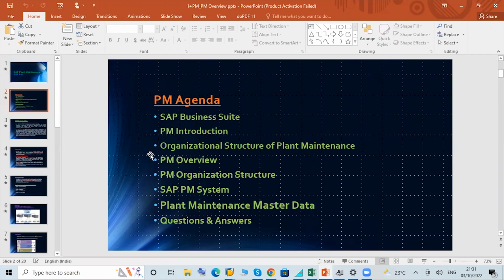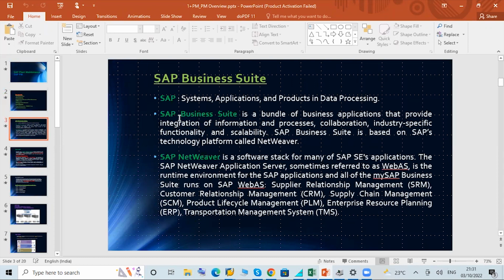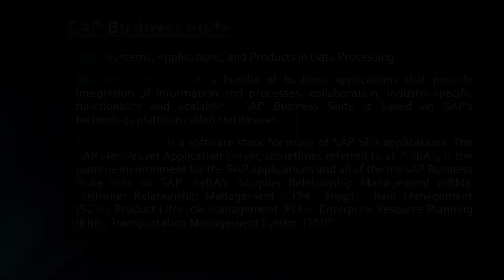First, today's agenda is the SAP Business Suite. Next, we'll go with the PM introduction part, followed by the organizational structure of plant maintenance, a little bit of PM overview, and again the organizational structure in detail. Next, what the SAP PM system is all about, and an overview of plant maintenance master data. At last, we'll have a Q&A session. If you have any doubts, you can interrupt and ask me in the middle.